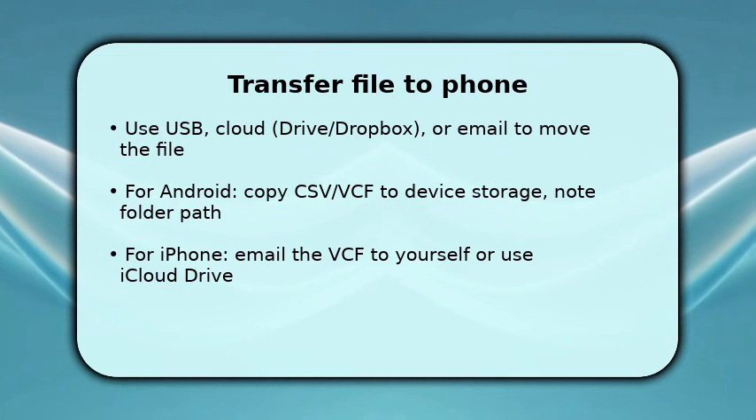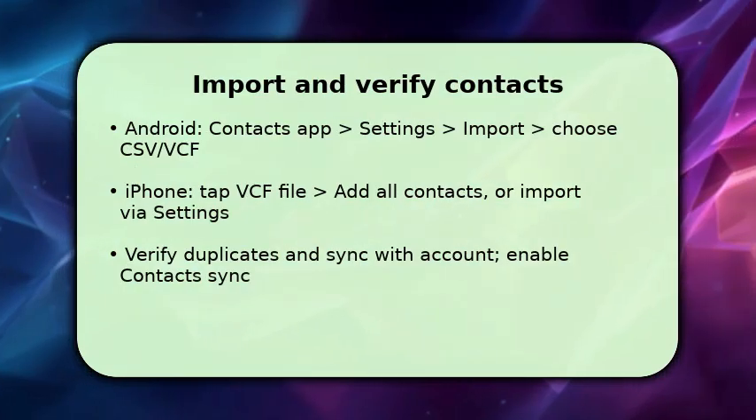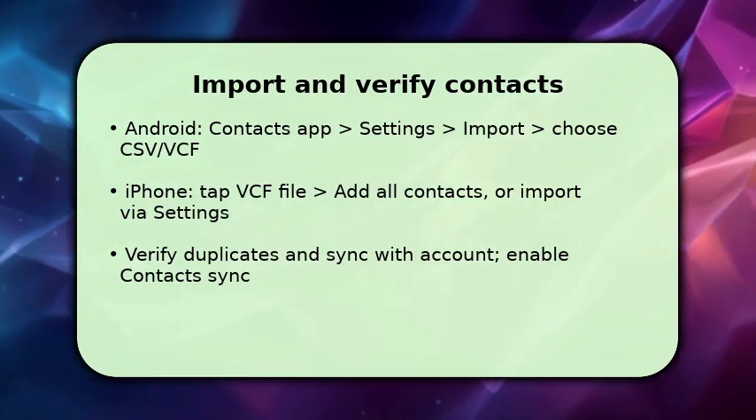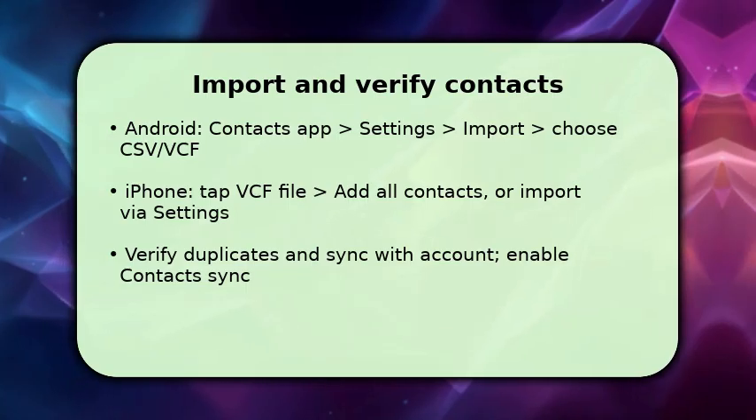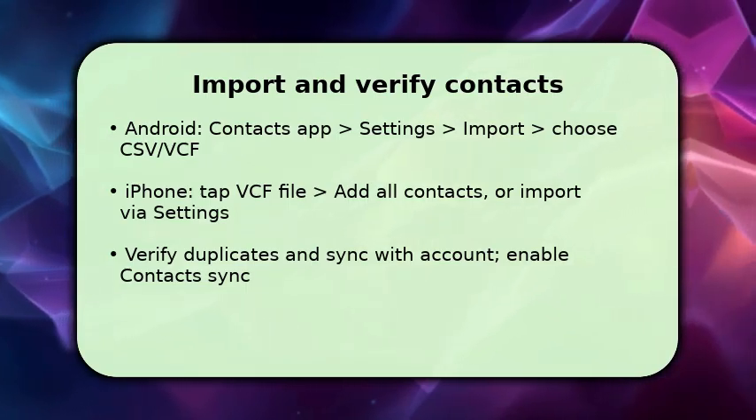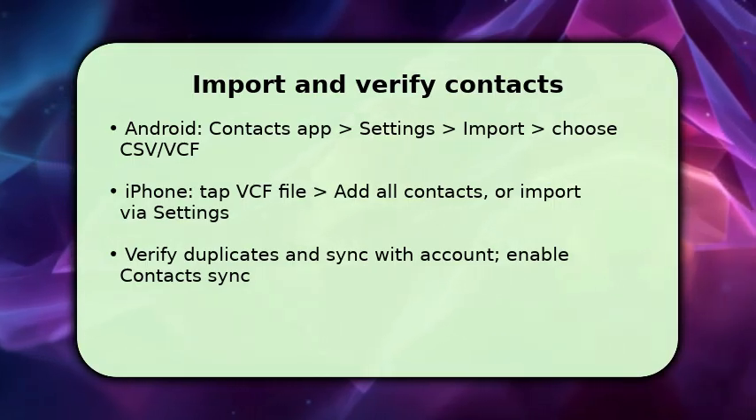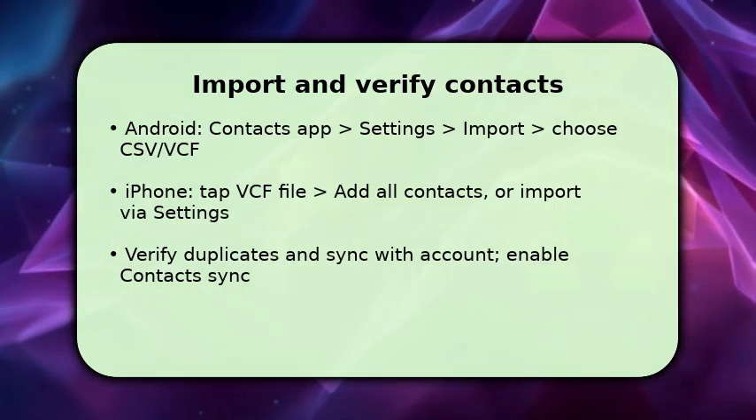Finish by importing and verifying. On Android, open Contacts, go to Settings, choose Import and select the CSV or VCF location. Map fields if prompted and confirm. On iPhone, tap the VCF attachment and choose Add All Contacts or Import via Settings, Contacts, Accounts, Import.